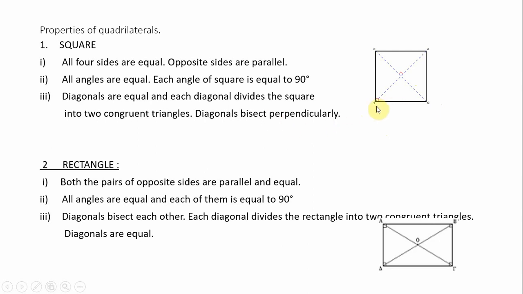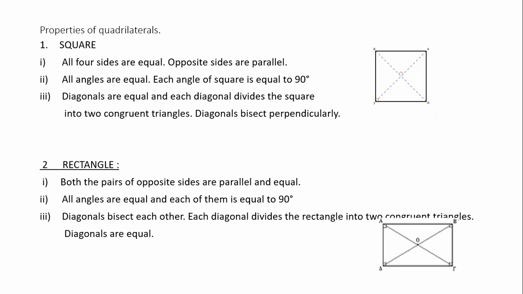Now, diagonals are equal. The length of this diagonal is equal to the length of the other diagonal. So here the diagonals are also equal and divide the square into two congruent triangles, and they divide perpendicularly. The diagonals bisect. Bisect means what? Dividing themselves into two equal parts. That is called bisect.